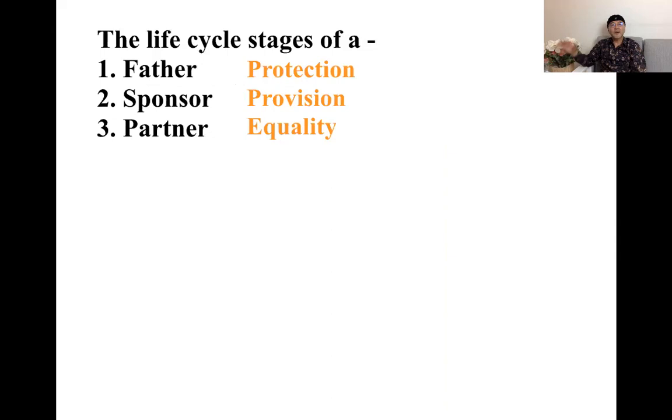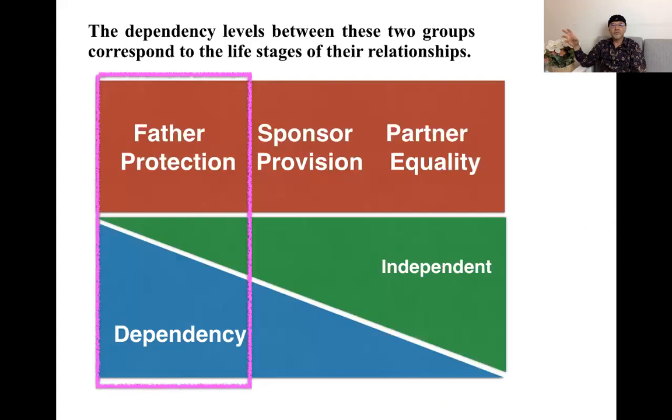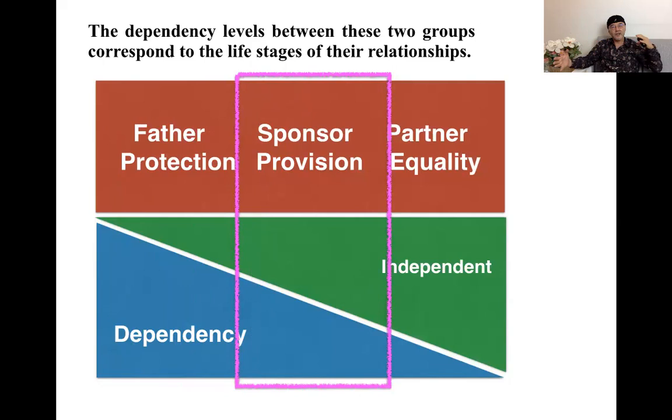So when we talk about life cycle stages of a patron as a father, of course protection is a major part, right? The dependency level between these two groups corresponds to the life stages of their relationship. So if the patron is a father, his keyword is protection, and dependency is expected. Of course you need dependence, just like a child. But what if it's a sponsor? Then the keyword is provision, and the dependency, you detach a little bit, become a little more independent. At the same time, you're dependent.